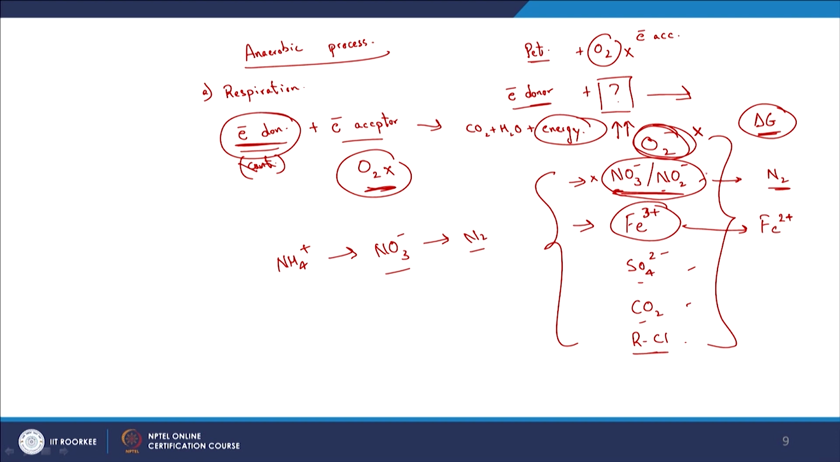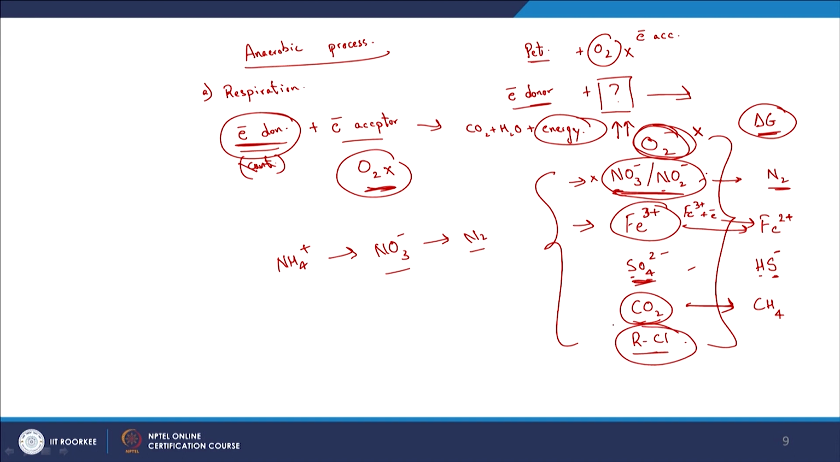Keep in mind that these are acting as the electron acceptor. Obviously, if Fe3 plus accepts an electron, it's going to transform into Fe2 plus. And SO4 2 minus, once reduced, can go to hydrogen sulfide, which is a more reduced form of sulfur. Here sulfur with oxygen is a relatively more oxidized form, and here sulfur with hydrogen is relatively reduced. CO2 itself can also act as an electron acceptor and be reduced to CH4.